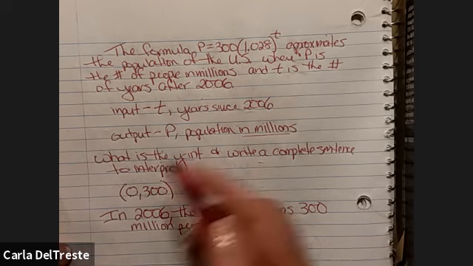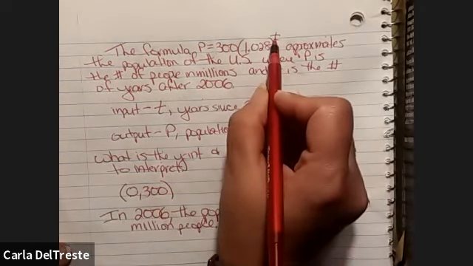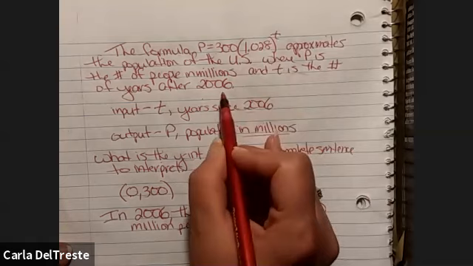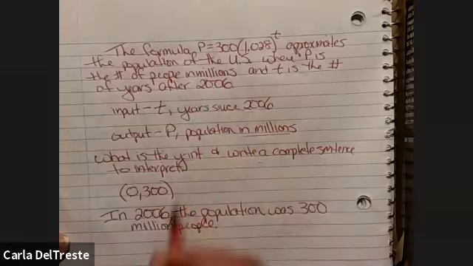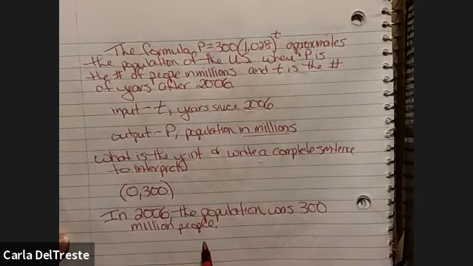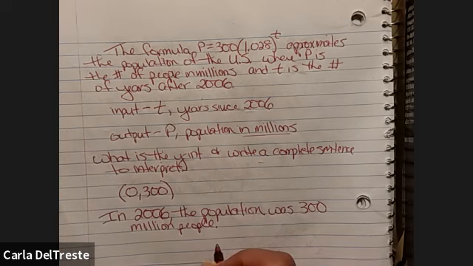Now, we can find other ordered pairs. We could plug 1 year in. What happens 1 year after 2006, which would be 2007? And we can work this out. And we can write the same kind of sentence to interpret any ordered pair that we know from this formula.